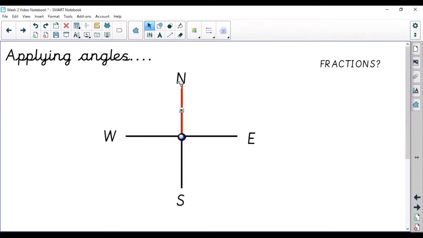And then if I was to go all the way around, 360 degrees, 90, 180, 270, 360, that is my whole. So that is a full turn, okay? No parts to it, I've turned all the way around. So that's how we apply it to the directions that we can face and turning points, okay?